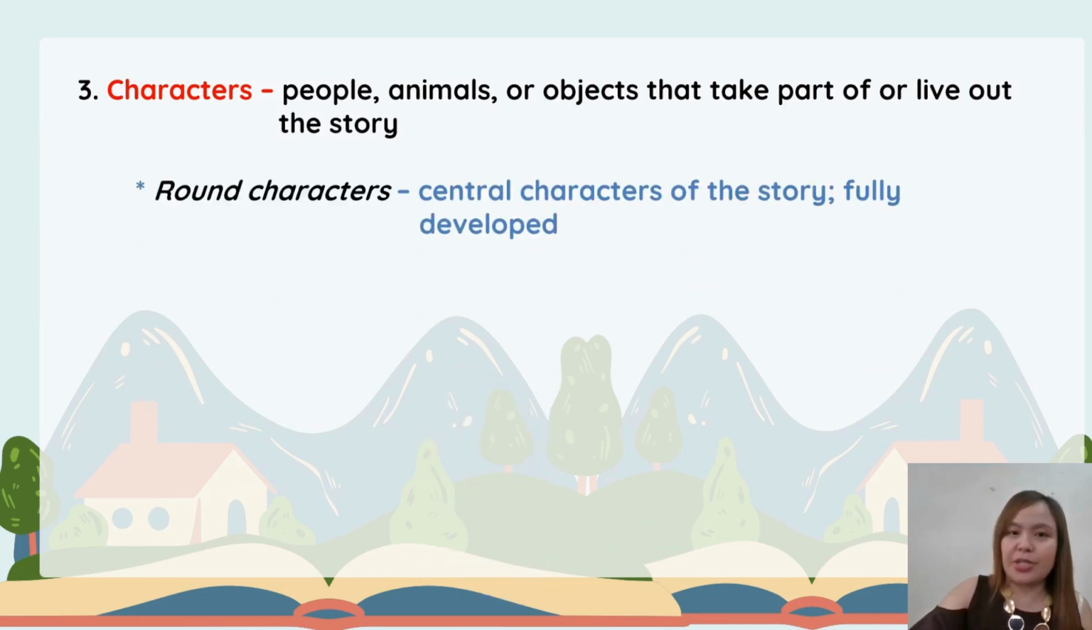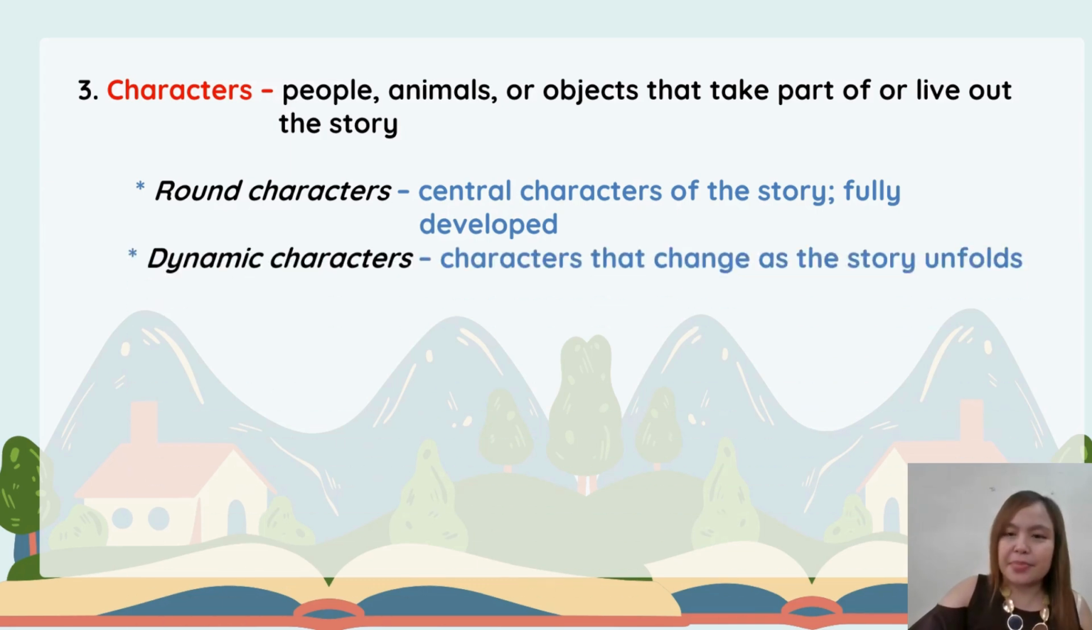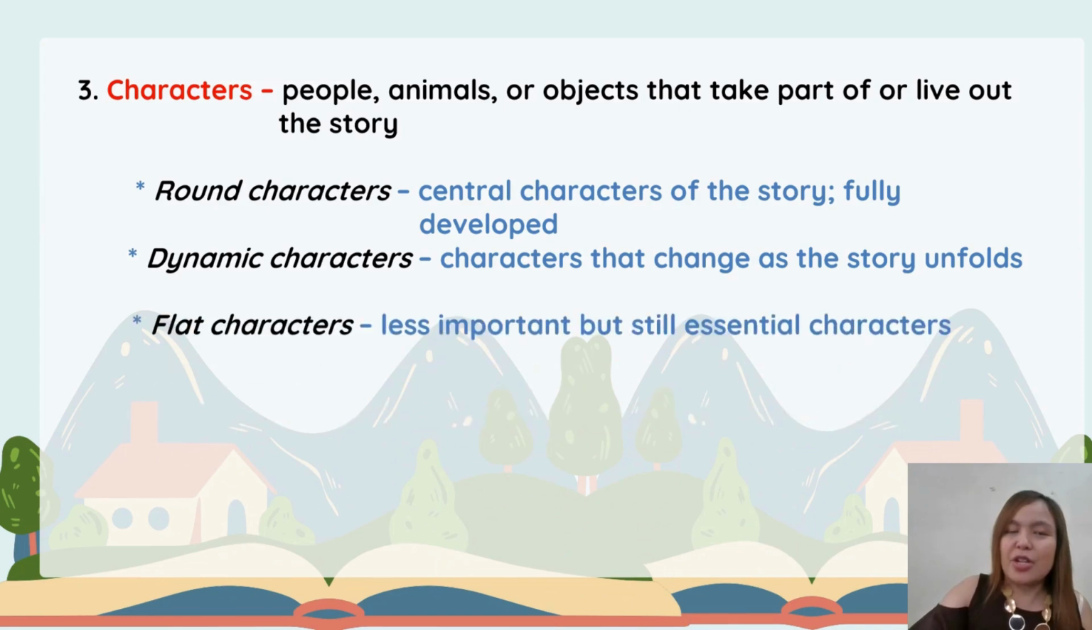They can be round characters. Those characters who are fully developed. They have their almost fixed personalities and characteristics, and they are very central to the story. Examples of which are your protagonist and your antagonist or your villain. However, not all the time are characters fixed by nature. Some of them change as the story unfolds. They are called dynamic characters. Even your protagonist and your antagonists can become dynamic characters too. And then you have the flat characters. They are less important, but still very much essential to the entire literary piece.